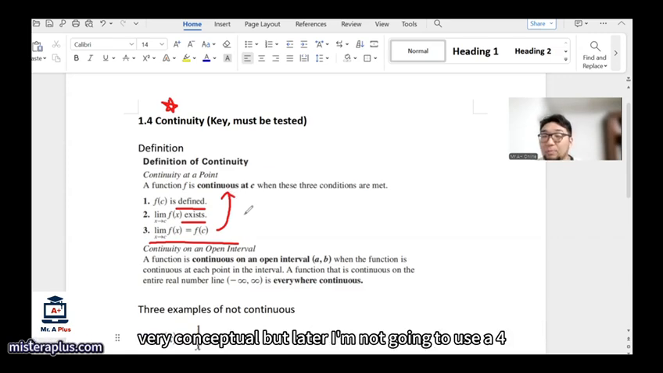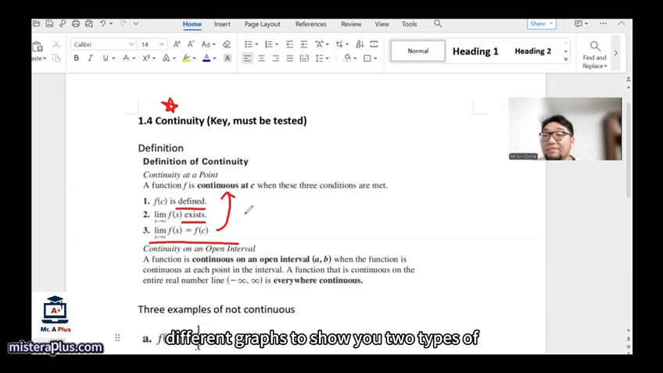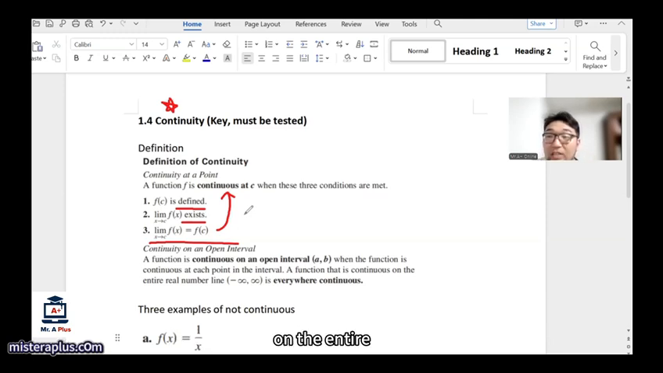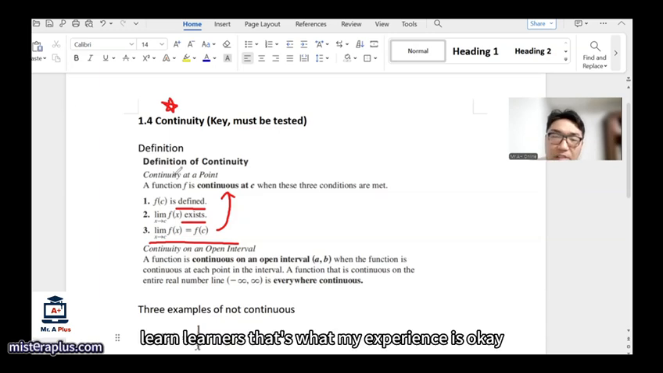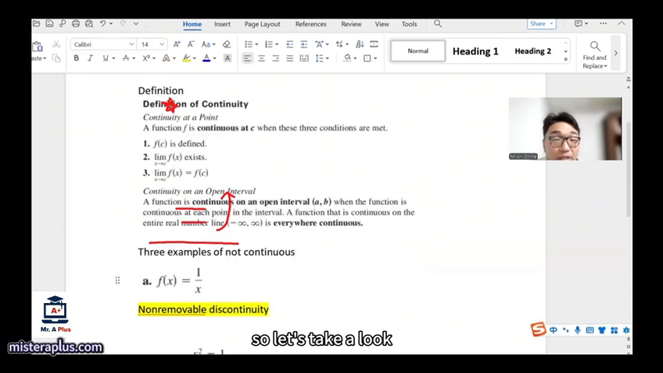Very conceptual. But later I'm going to use 4 different graphs to show you 2 types of discontinuity and the 2 types of continuous on the entire real numbers. Okay, so I think most students are visual learners. That's what my experience is. Okay, so let's take a look.